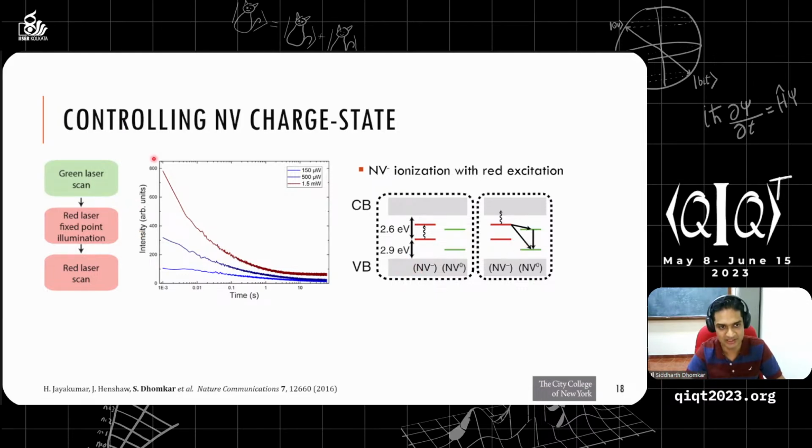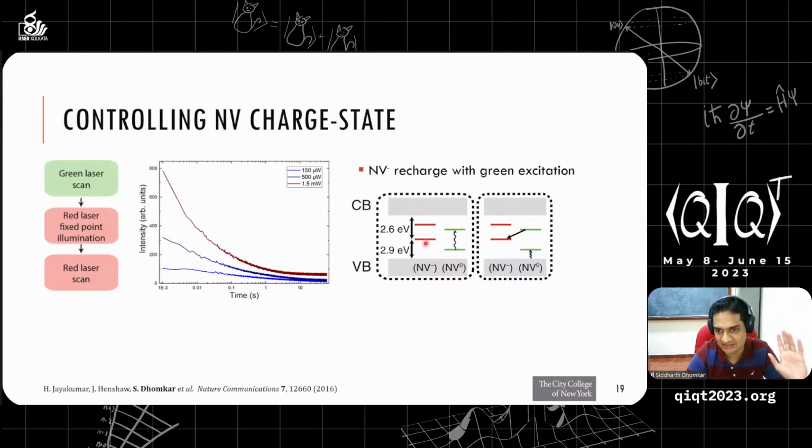So you start in NV minus, you shine the red laser, and you take it to NV zero. Now the great thing is that it's a 2-photon process. So at very low intensity, the rate of ionization is going to be very, very low. It depends on the lifetime. If you don't get a second photon fast enough, then it's going to de-excite without actually getting ionized. That's a good thing about this.